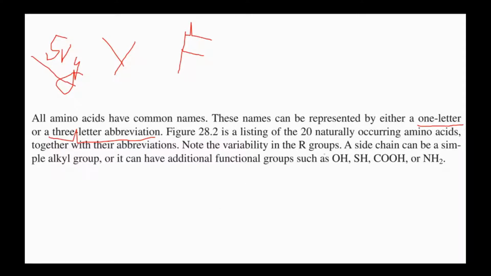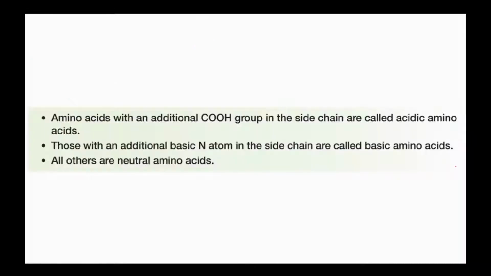Here is a listing of the 20 naturally occurring amino acids together with their abbreviations. Note the variability in the R group. A side chain can be a simple alkyl group, or it can have additional functional groups such as OH, SH, carboxylic acid, or NH2. Amino acids with an additional COOH group in the side chain are called acidic amino acids. Those with an additional basic N atom in their side chain are called basic amino acids. All other amino acids are neutral.